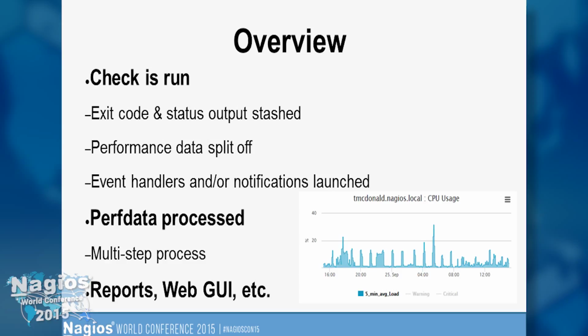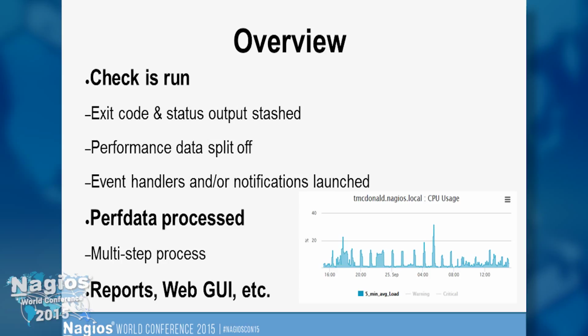Optionally, off of that status output, you can have performance data, and we'll go into more of the format of that later. And then the check is run, and event handlers, if needed, can get launched, and you get notifications. Simultaneously to that, once the check is run and while the event handlers and notifications are being handled, the performance data goes through this multi-step process of being processed.